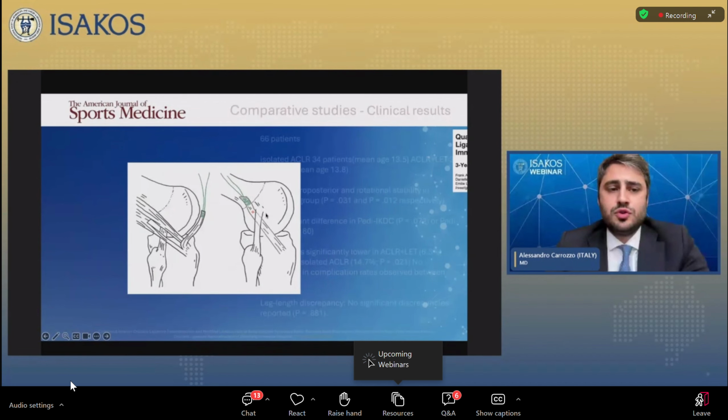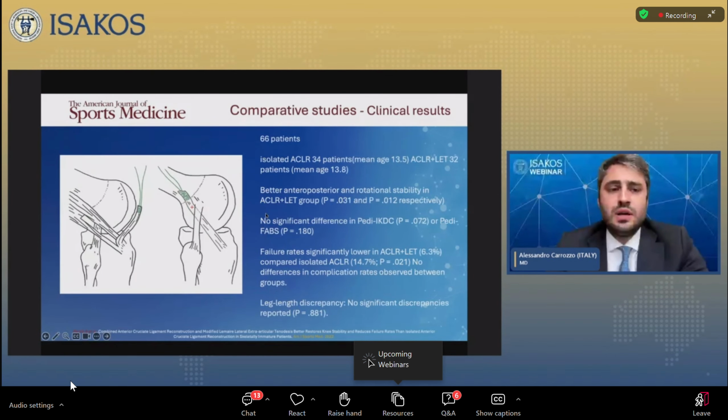Perelli and co-authors from Barcelona conducted a comparative study on adolescent patients receiving isolated ACL reconstruction or combined with modified Lemaire. The authors found that combined procedures lowered the failure rate and improved stability without increasing complications.